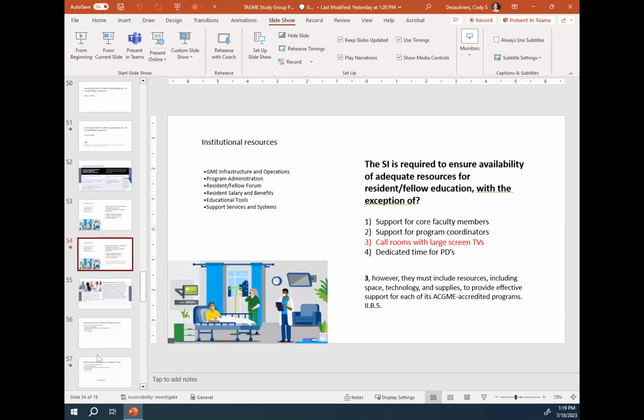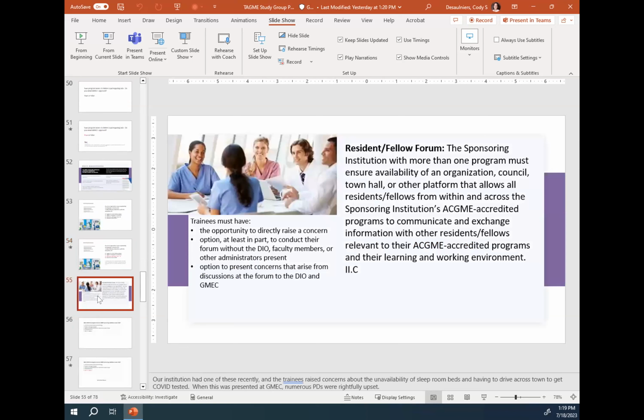Yep. All right. The trainees must have the opportunity to directly raise a concern. This is with the resident fellow forum. An option to conduct their forum without the DIO, faculty members, or other admins present. An option to present concerns that arise from discussions at the forum to the DIO and GMEC.